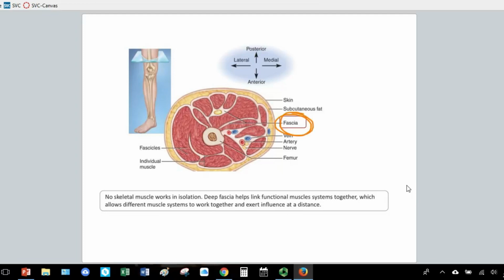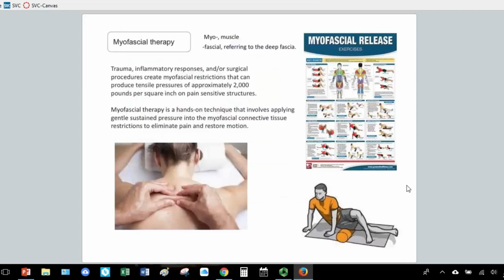Okay, so we have fascia that not only wraps individual skeletal muscles, but you can see that this fascia connects other skeletal muscles together as well. Okay, and what this does is it allows different muscle groups to act as functional systems. It allows these muscle groups to work together instead of individually, because the force that's transmitted between them is all transmitted between this fascia. And you can read about this. This has to do with myofascial therapy and treating your fascia correctly.